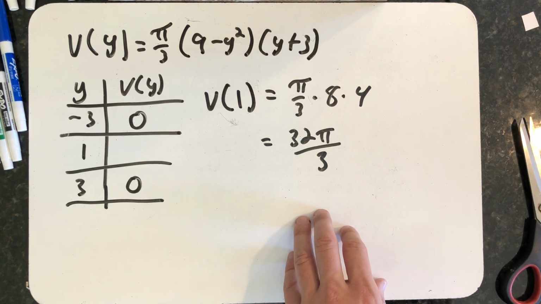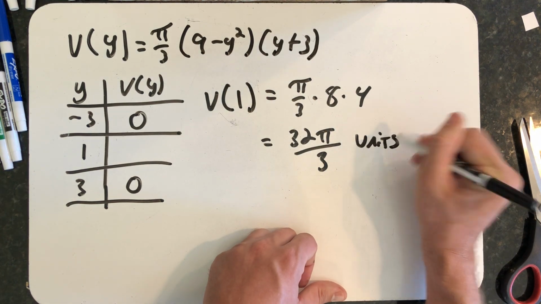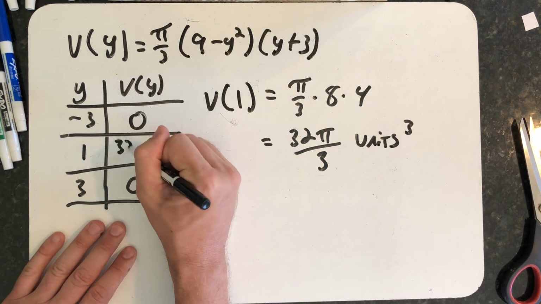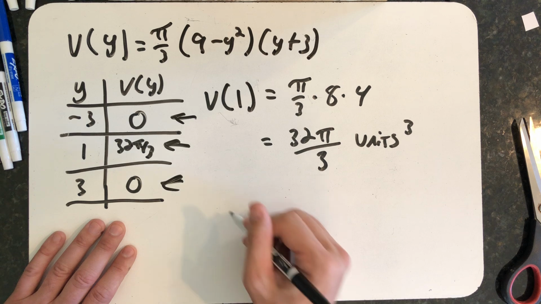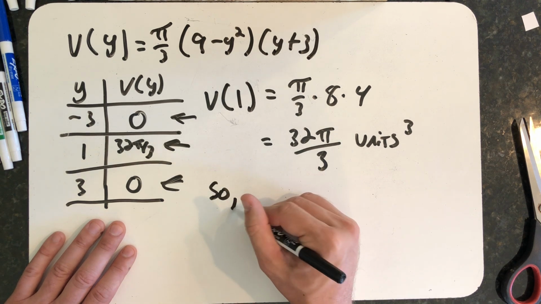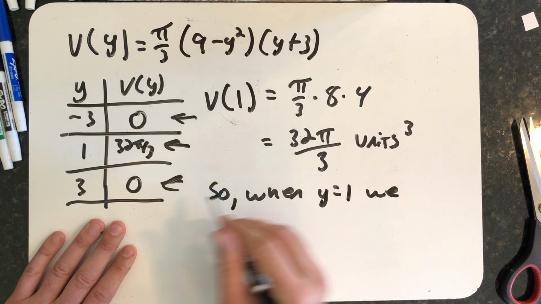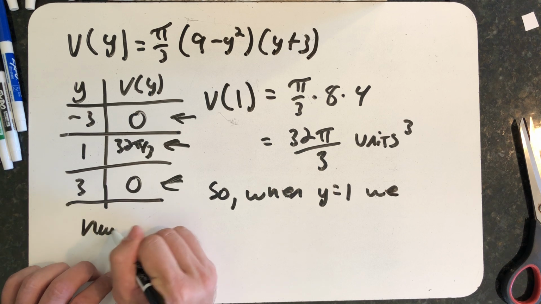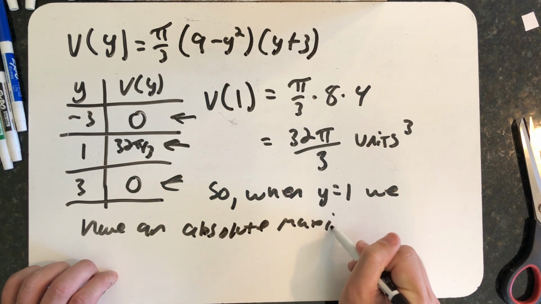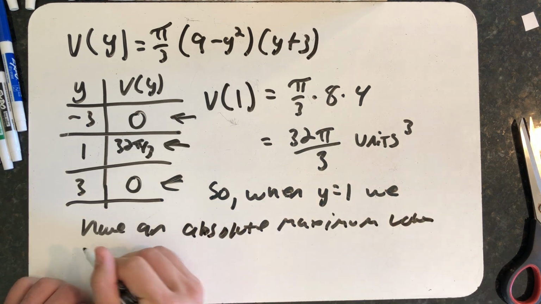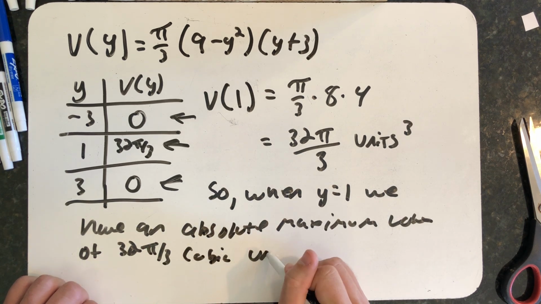is a good final answer, and my author didn't give us units for this problem, so I'll just remind us that these should be units cubed. The largest volume is the absolute max, the smallest is the absolute min. So, when y equals 1, we have an absolute maximum volume of 32 pi thirds cubic units.